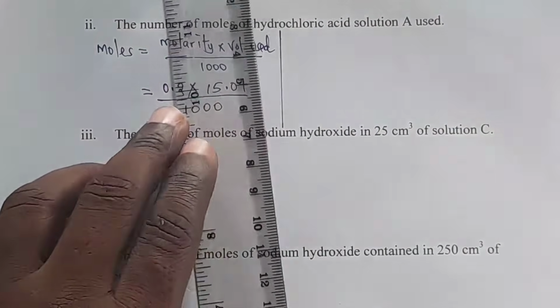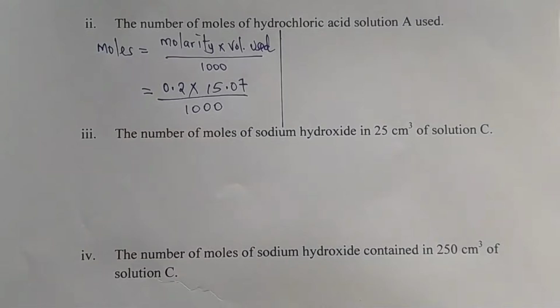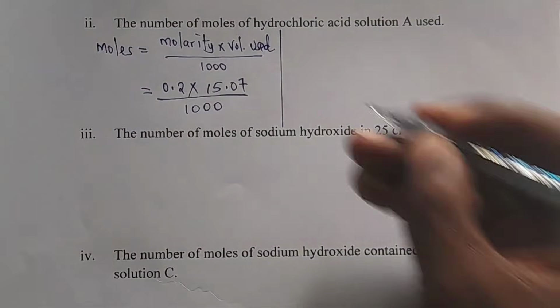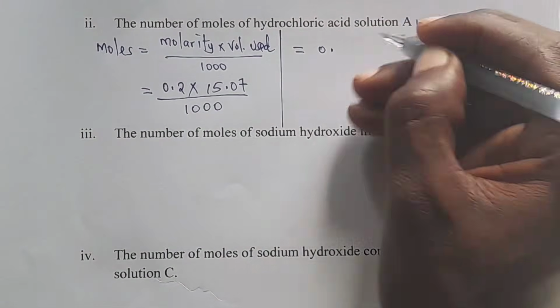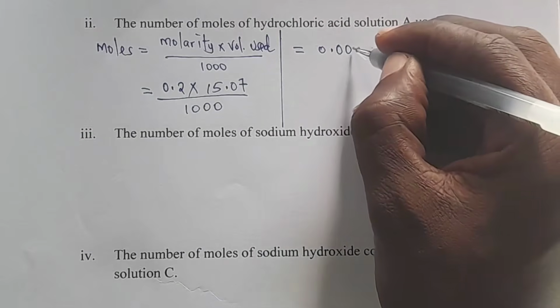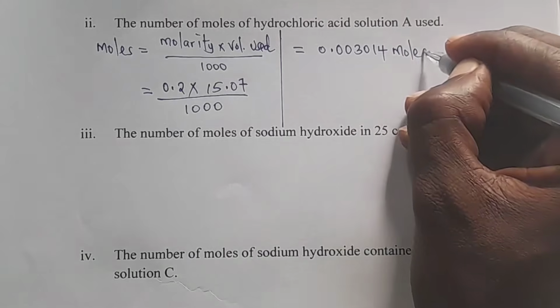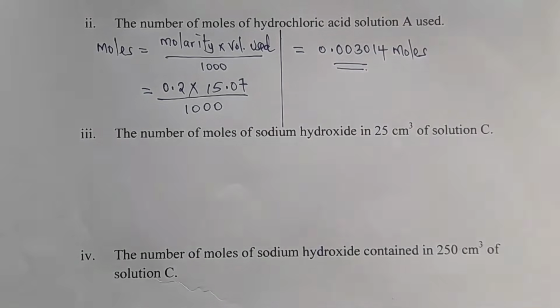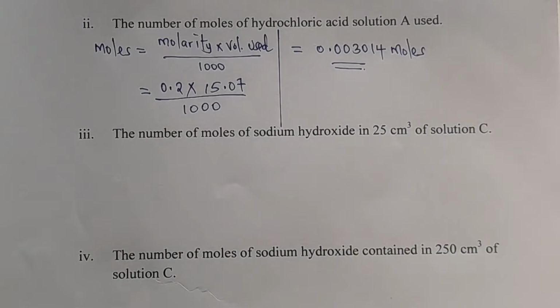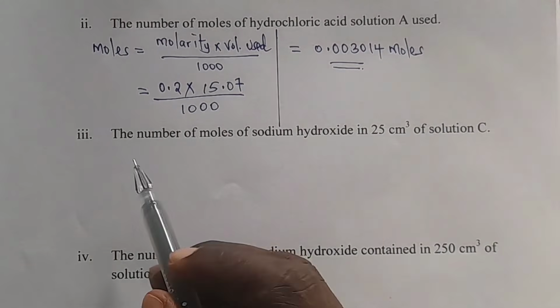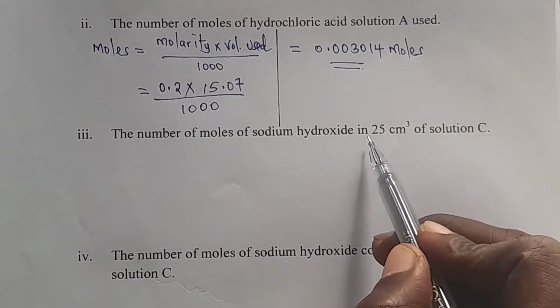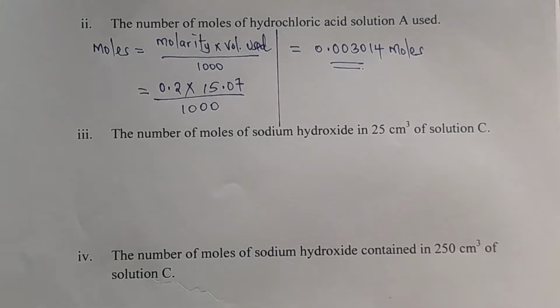Using the calculator, what are we going to get as our number of moles? We are going to get 0.003014 moles of hydrochloric acid. This will be our number of moles of solution A, or hydrochloric acid, used. So problem 3: the number of moles of sodium hydroxide in 25 cm³ of solution C.